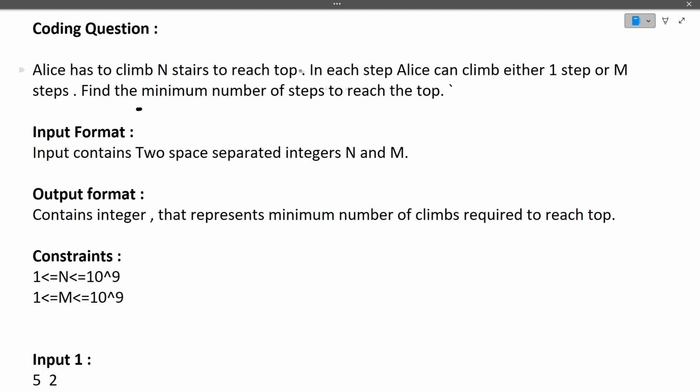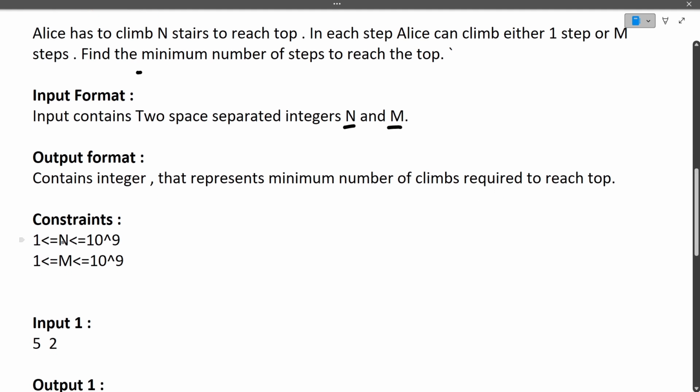So let's just see the input format. Input contains two space separated integers n and m. So n is the total stairs and m is the integer value of how many steps at once Alice can climb. The output format is an integer that represents the minimum number of climbs required to reach the top, that we have to find.